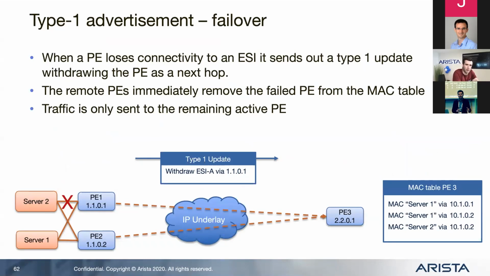So when a PE loses connectivity to a shared segment, it can send out a withdrawal update, so a type 1 withdrawal update. So you can see here that PE1 has lost connectivity to server 2. So now it's saying, please withdraw ESI A via 111 via .1, and then the remote server can very, very quickly remove any MAC address which is associated with ESI A from its table. So it doesn't need to, it can just say ESI A has been removed, and therefore remove all of those MAC addresses very quickly from the MAC address table.